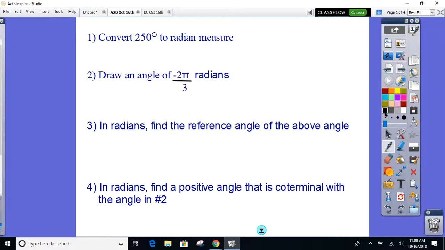Okay, here we go with these review questions. Again, these weren't in your packet. Just had you guys jot them down.